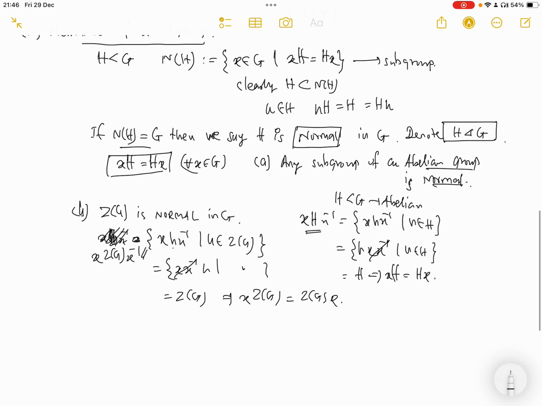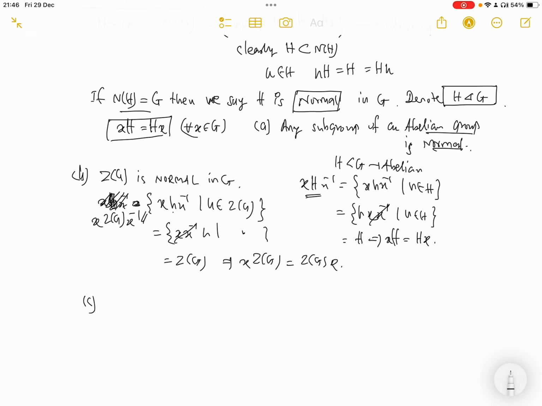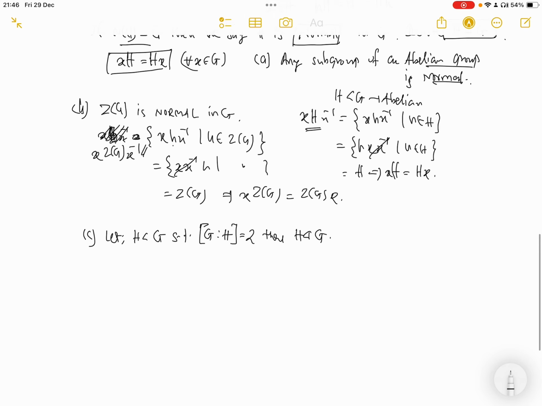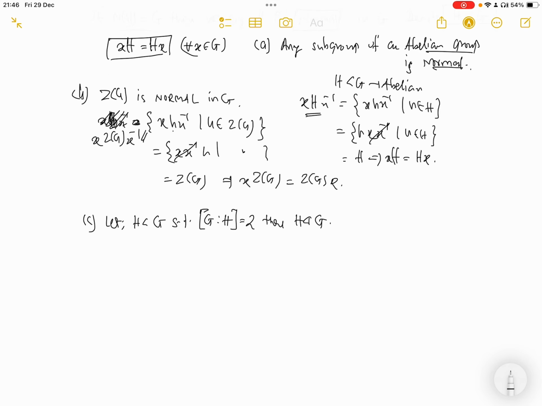Now, we have these two facts about normal subgroups. Also, there is a sufficient condition. It says, let H be a subgroup of G such that the index of H in G is exactly 2. Then H is a normal subgroup. So now, let's see. Because H has index 2, G has two cosets, right? Because remember, index by definition is the number of left cosets. So one of them has to be the identity times H, and let's say another one is like this. So we can write it like this.